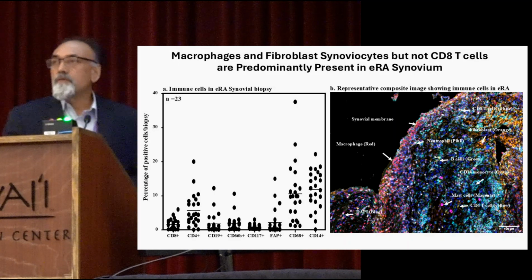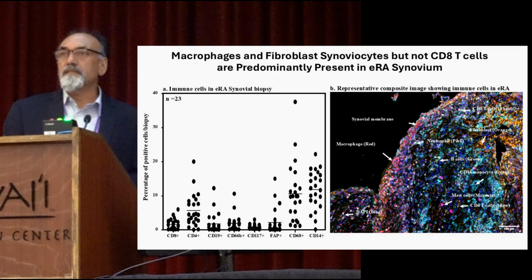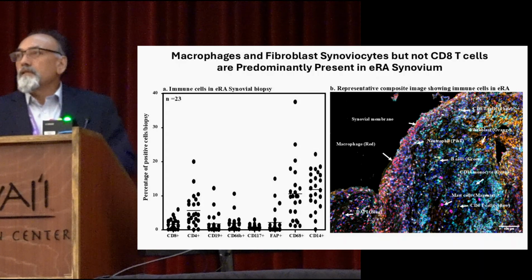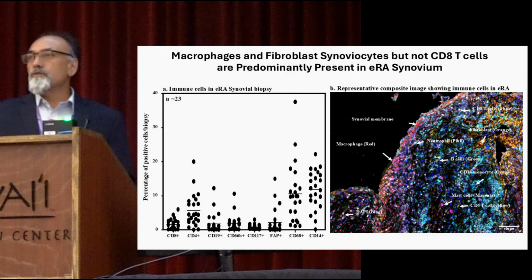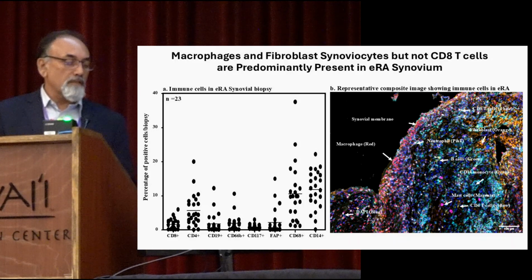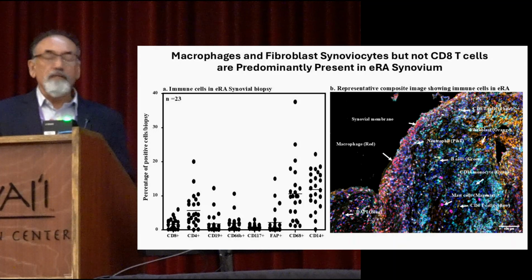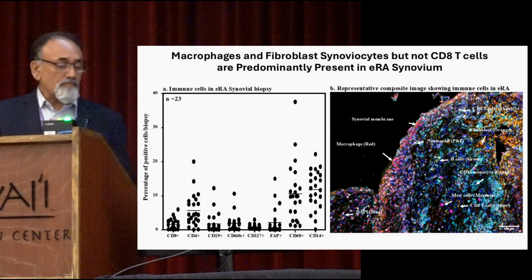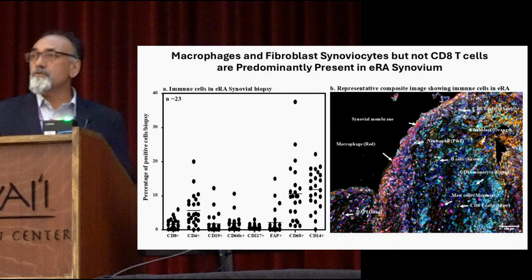Then the next question we asked, since we found that there is an upregulation of these granzyme-perforin pathway-related genes in the lymphoid pathotype: what is the percentage of CD8 and CD4 T cells at a very early stage of the disease? We analyzed 23 early RA biopsies using multiplex immunohistochemistry.